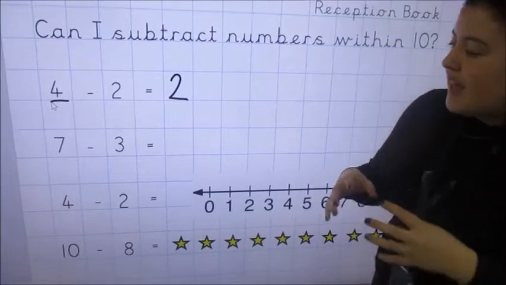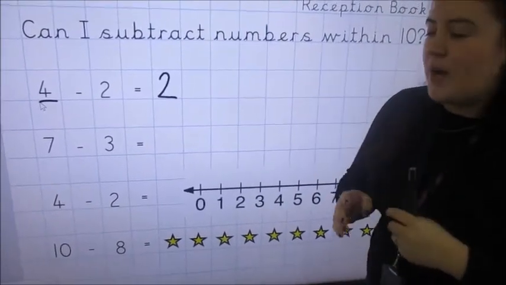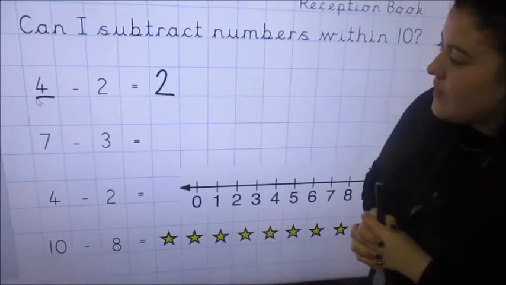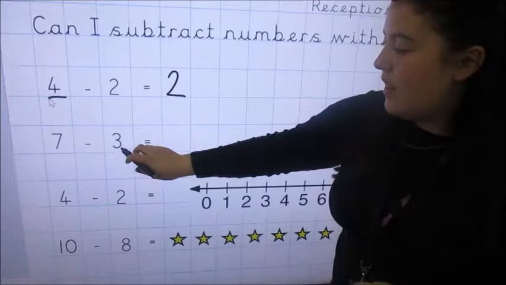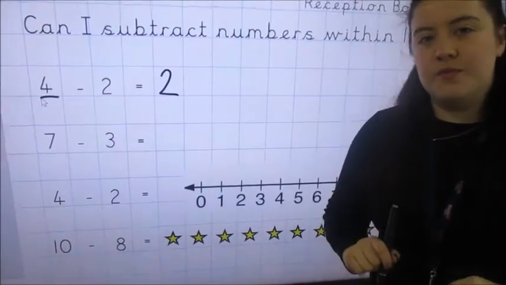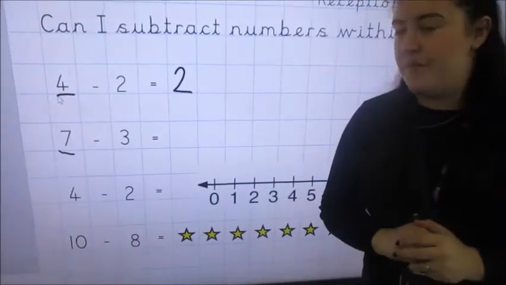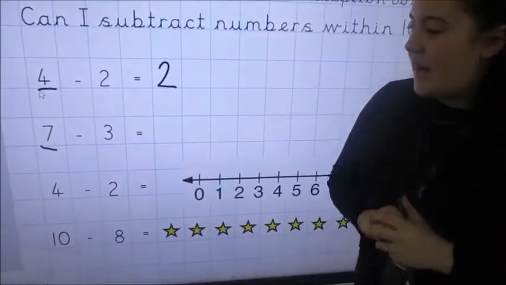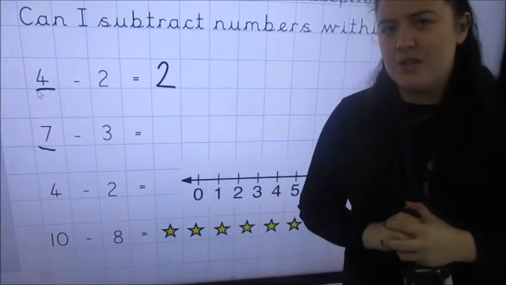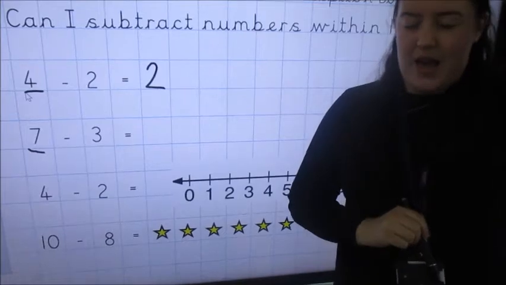Okay, so I'm going to have a think about the next question now. Still subtracting numbers, but we're going to do it in a different way. This time we've got 7 subtract 3 equals. So how many do we need to start with this time? 7. And how many are we taking away? 3. And I'm going to do this one in my head. So I'm not going to use my fingers to start with. So I'm going to put number 7 in my head.